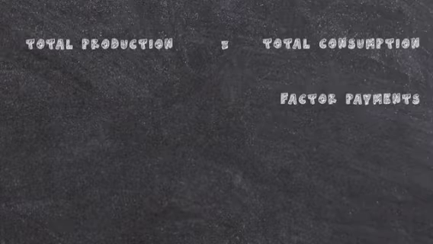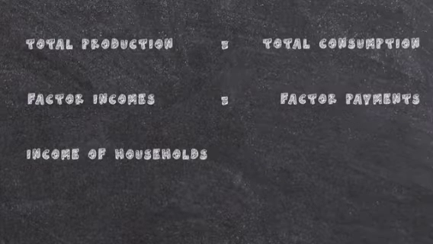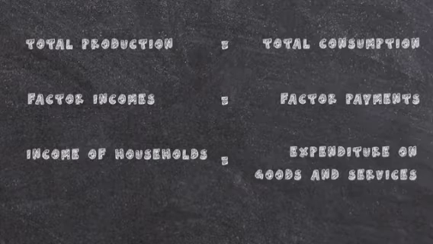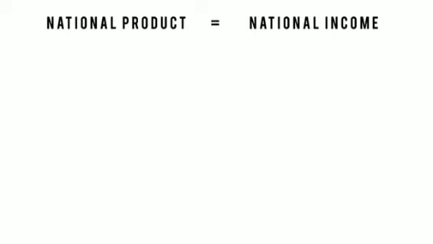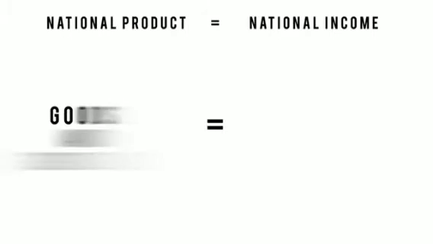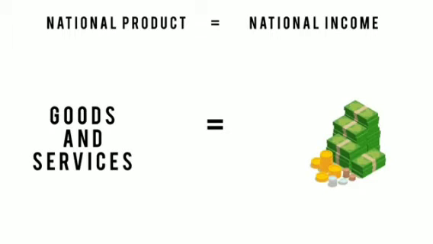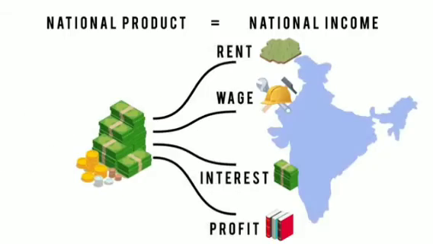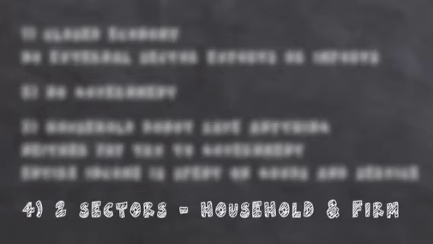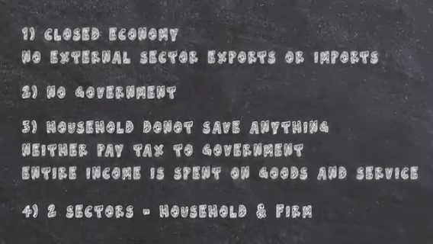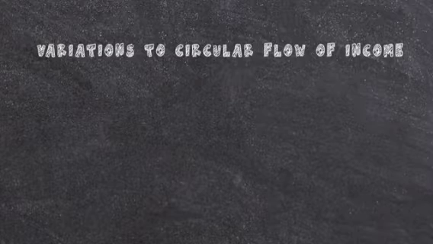Also, total production equals total consumption. Factor payments equals factor incomes. Income of household equals expenditure on goods and services. Money flows equals real flows. This is also one reason why national product equals national income in a two-sector economy, as the national product, in terms of money value of goods and services produced, is distributed completely among the productive factors. Also, what we studied here is under the assumption that in an economy, there are just two sectors, the household and the firm.